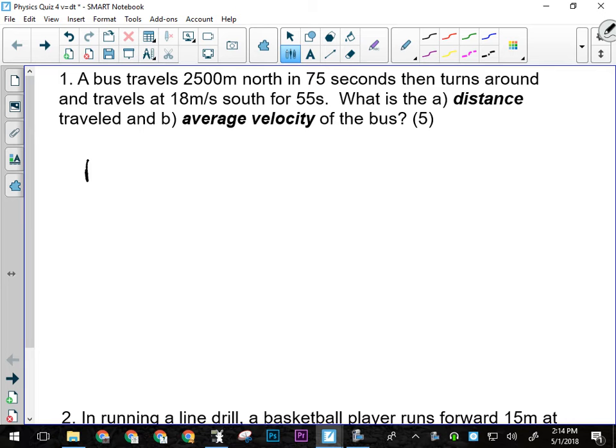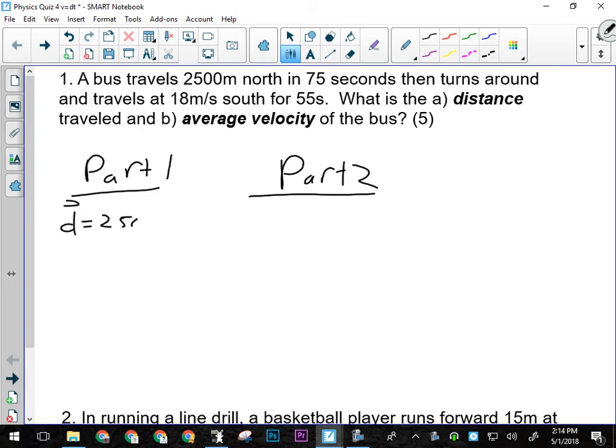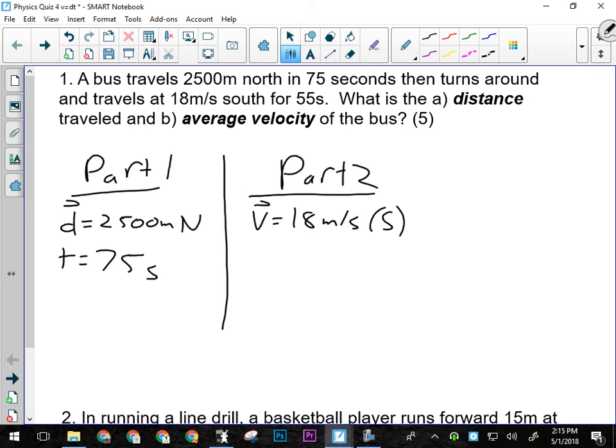Okay, so the first thing we need to do is write down our givens, divided into part 1 and part 2 so that we can keep them straight. In part 1, we know the displacement is 2,500 meters north, and the time is 75 seconds. And then in part 2, we know that the average velocity is 18 meters per second south, and the time is 55 seconds. All right, so give them a mark for their givens.